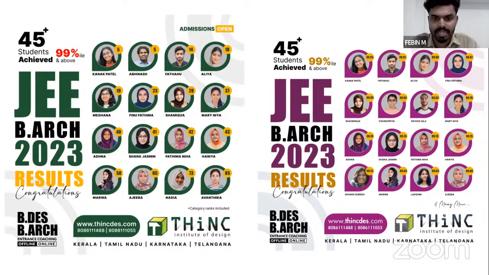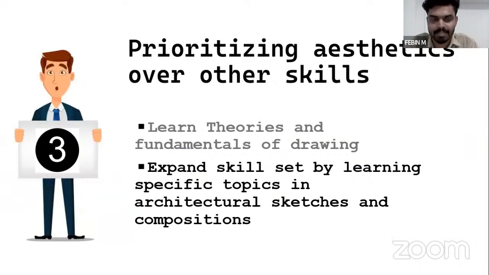So we'll go into the next mistake that students make: prioritizing aesthetics over other skills. We always try to make it beautiful, right? Whenever we draw something, we try to make it beautiful. When we draw a scene drawing, we have to make it look good. Then sometimes we forget the other technical aspects, right?